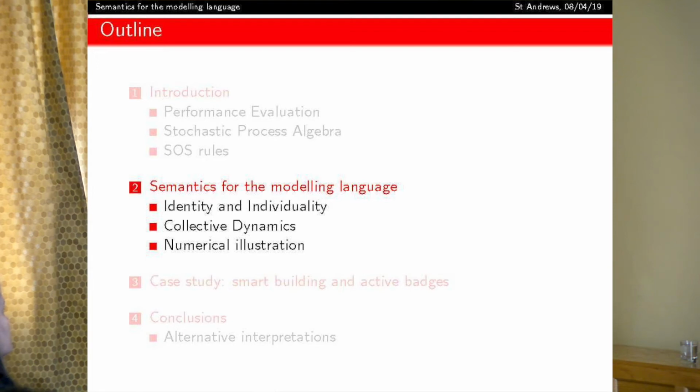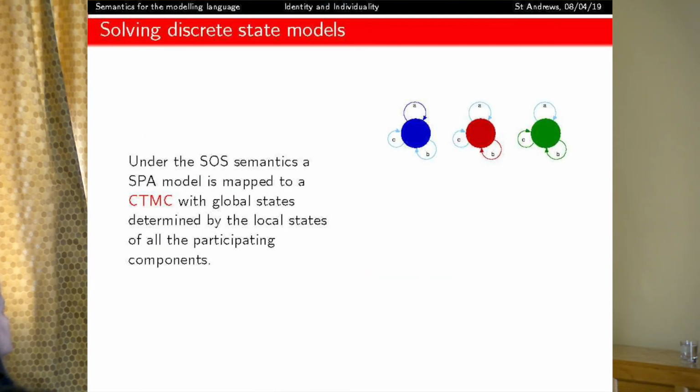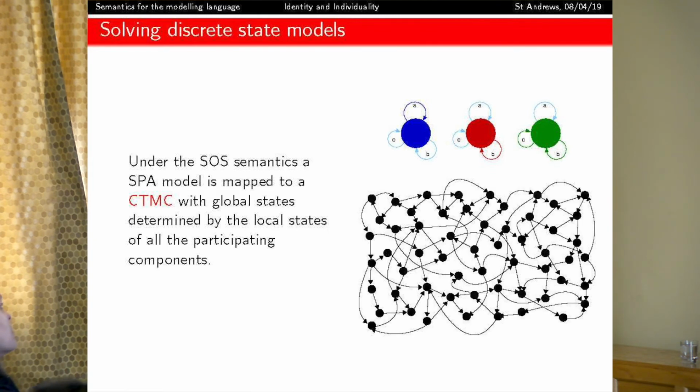So I want to think about the semantics a little bit more. Under the structured operational semantics, if we've got a stochastic process algebra model of a number of different components, we generate the continuous time Markov chain. This gives us all the interleaved actions, so what might be quite neat components can lead to quite messy state spaces, which is determined by the local states of each of the participating components.